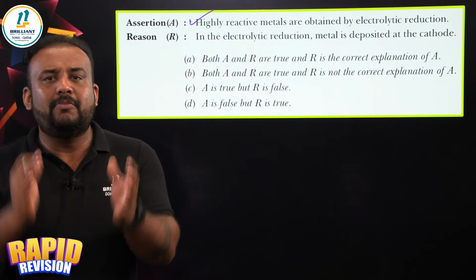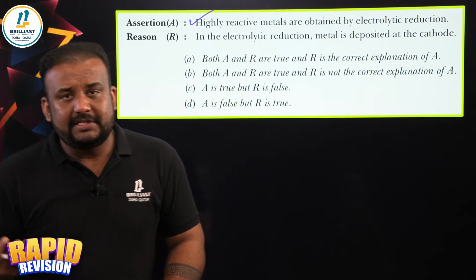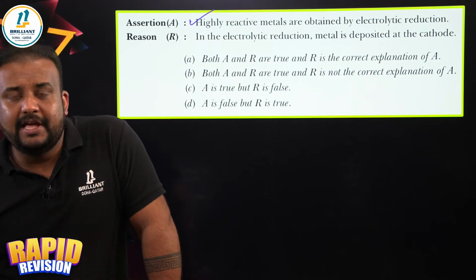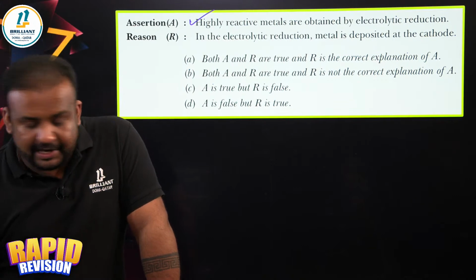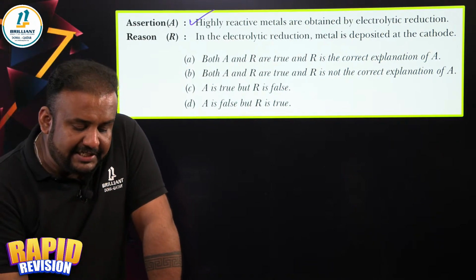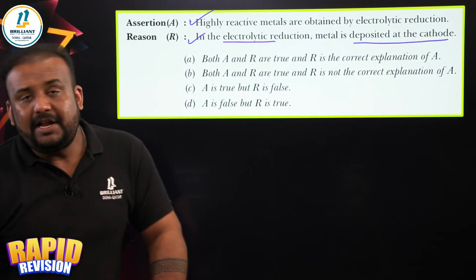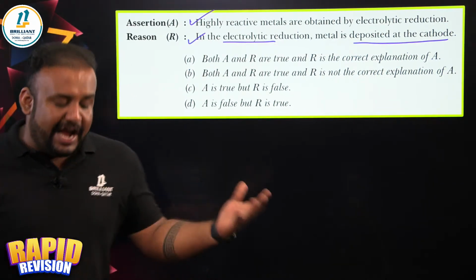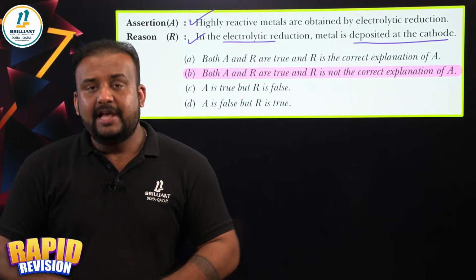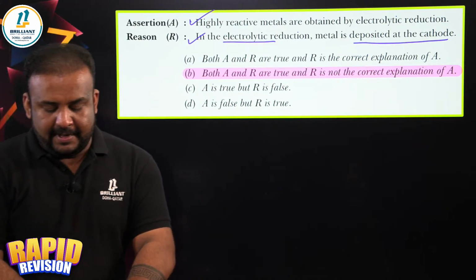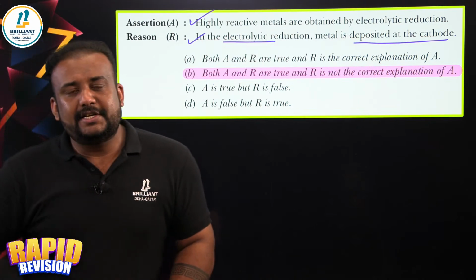So what we do, we take the molten ore of the highly reactive metals and then we subject it to electrolysis, where the metal will go and deposit at the cathode. So the first statement is correct. It is done by electrolytic reduction, and the reason given is, in the electrolytic reduction, metal is deposited at the cathode. That is indeed true, but they are independent statements. They don't have a relationship, right? So both A and R are true, but R is not the correct explanation of A. So by this we have come to the end of the question discussion.